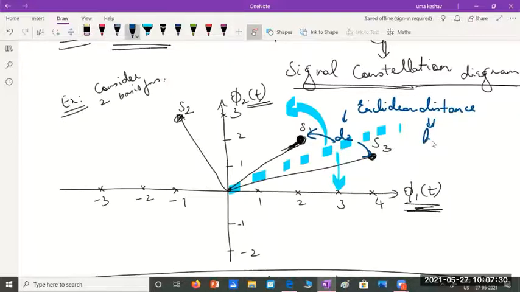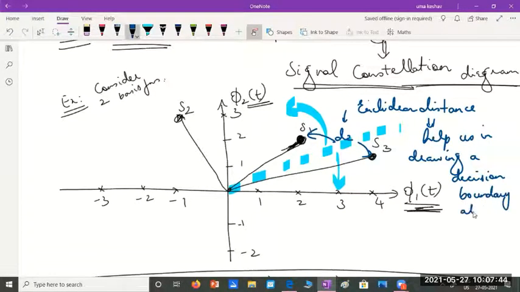Drawing. This will help you in drawing a decision boundary at the receiver to differentiate between two received signals.